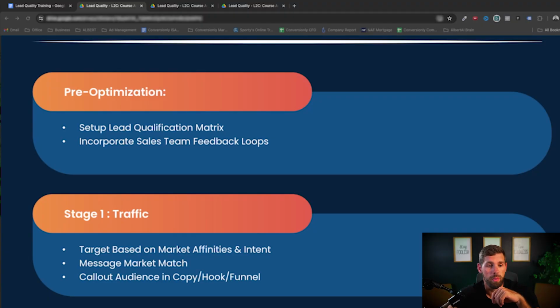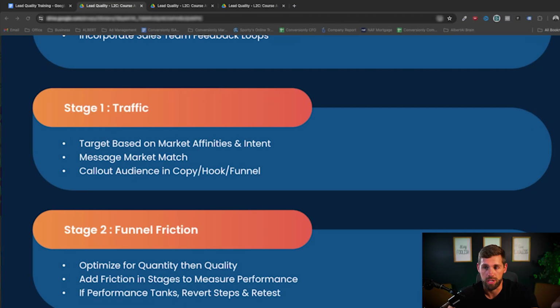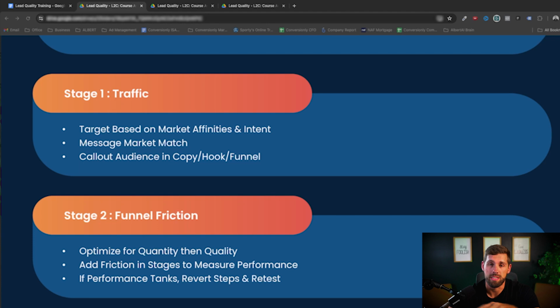Now, traffic alone is only going to get you so far. You can target people, you can provide the right copy, but let's face it, we're dealing with humans, and some humans just miss the cue. So that's where we bring in our funnel friction. In funnel friction phases, we are breaking this into essentially a 5-phase process where we're inducing additional friction within our funnel to optimize for quality.